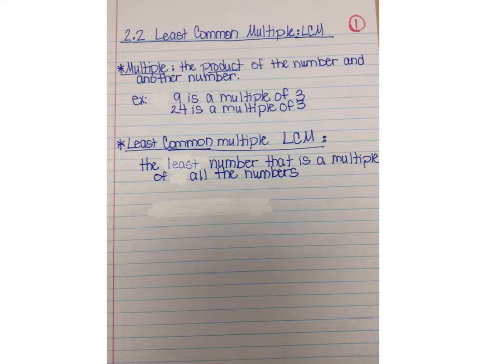Okay, for a second definition, it's least common multiple, or we call it the LCM. And it's the least number that is a multiple of all the numbers. So those are your 2 definitions, and you need to make sure you have them both written down so you can refer back to them. After you finish copying these, you can push play again.